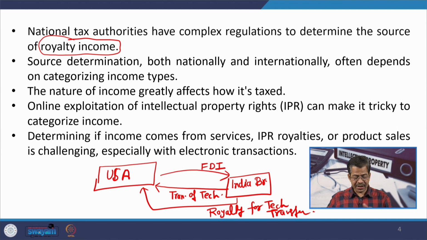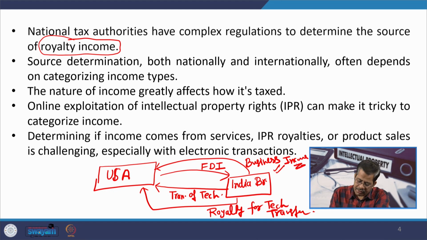That is one thing. Second is, since Indian company is a part of American company, the income from whatever business Indian company is doing will also go to American company, to its parent company. So, business income will also go to the American company. So, there will be two streams of revenue for the American company. One, because of transfer of technology, and the second is because of the business operations in India. And there are different types of tax systems. For example, generally tax on royalty income is much less as compared to tax on business income.